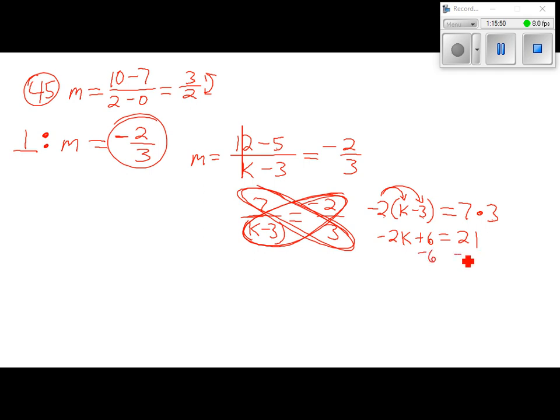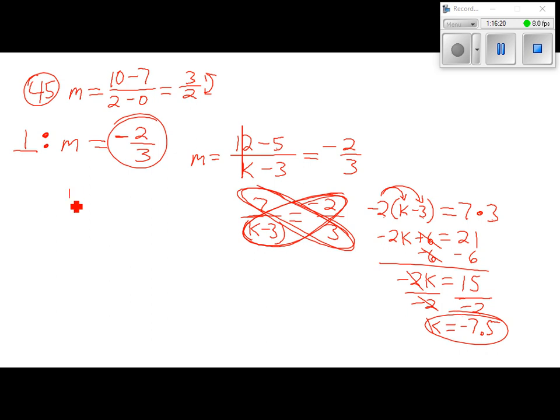Subtract 6 on both sides. I end up with negative 2 times k equals 15. Divide both sides by negative 2, and I end up with k equals negative 7.5. So that's our k. k is negative 7.5. Not a pretty point, having a half, but that's our answer.